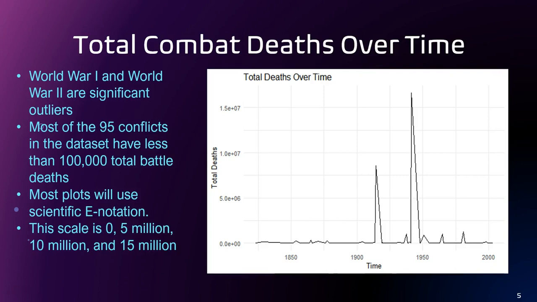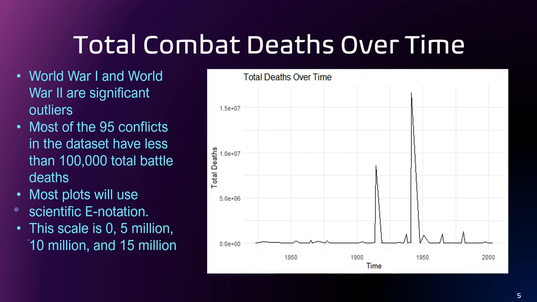This graph illustrates the total combat deaths over time. It emphasizes the sheer scale of casualties in conflicts like World War I and World War II. Notice how these two conflicts are considerable outliers to all other wars in the last 200 years. This provides an important insight, and it's invaluable for understanding the magnitude of these two conflicts compared to all others.